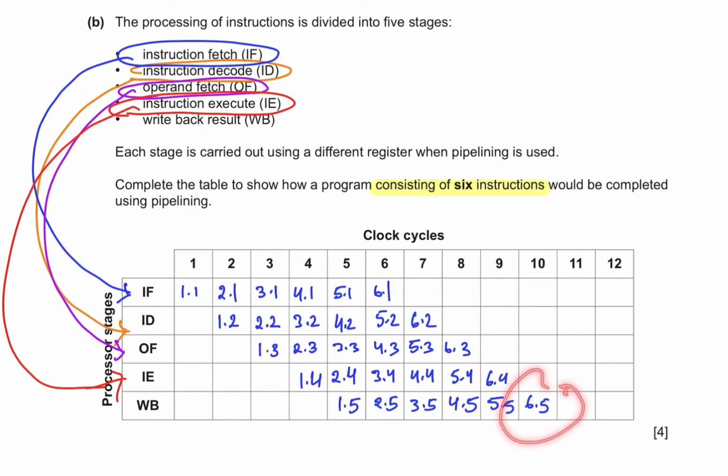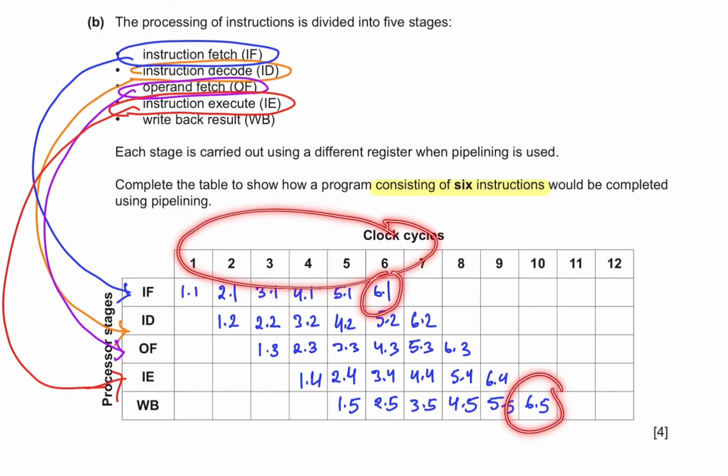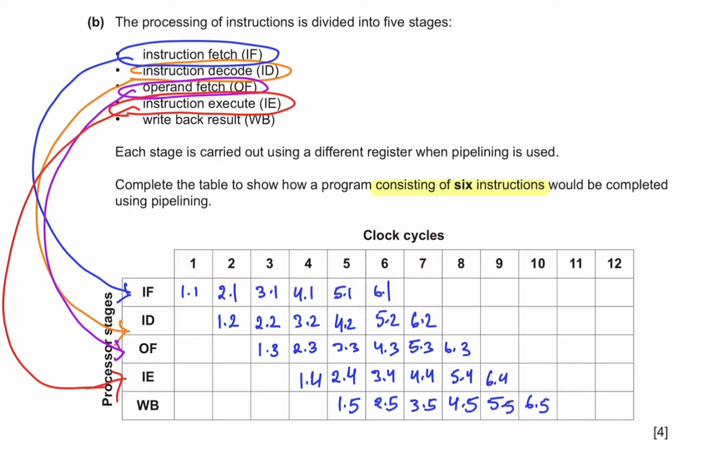Why? Because it only consists of 6 instructions. It starts at 6.1 and ends at 6.5, so only 6 instructions. 4 marks for this pipelining clock cycle. Okay, students.